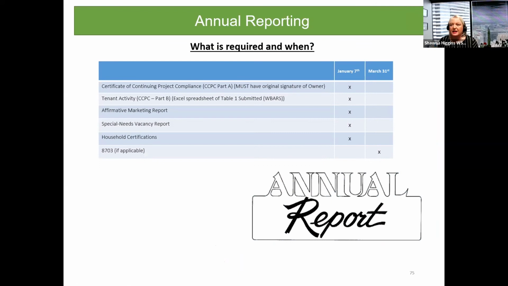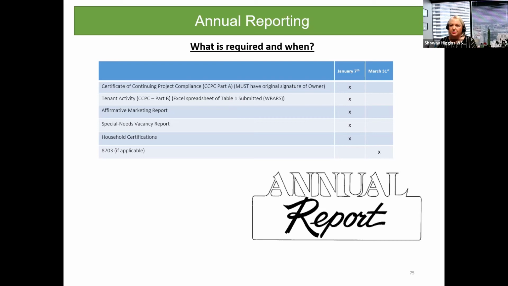Required and when. So the annual reports, the bond annual reports, consist of the Certificate of Continuing Project Compliance. We call it the CCPC, and it's Part A, and that must have the original signature of the owner. So if you make a copy, you'll want to keep the copy, and the original should be sent in. The tenant activity, which is the CCPC Part B, is an Excel spreadsheet of Table 1 that's submitted.